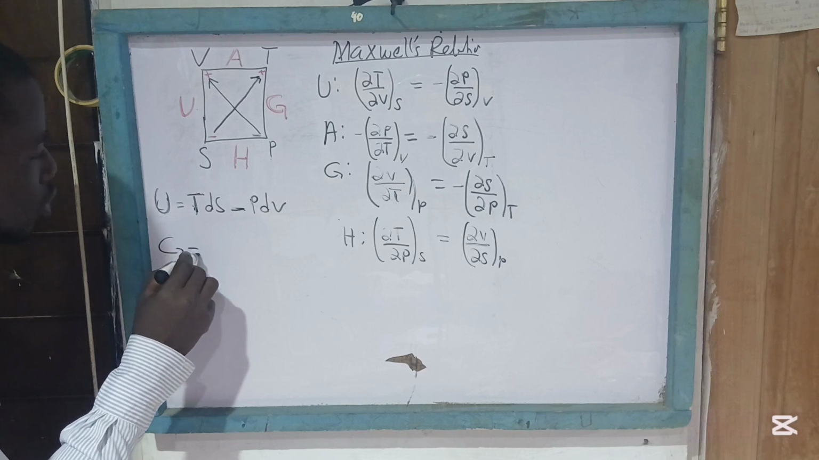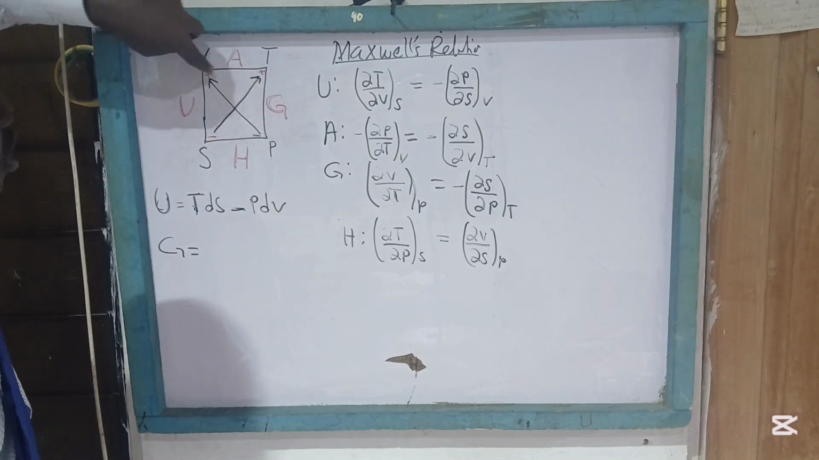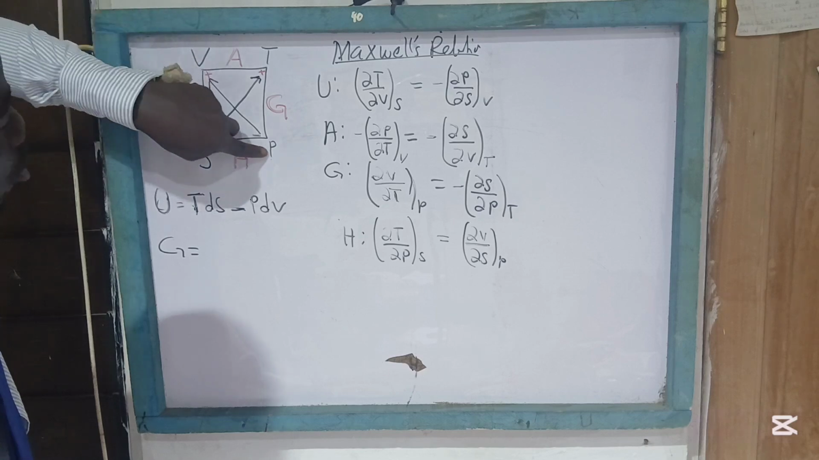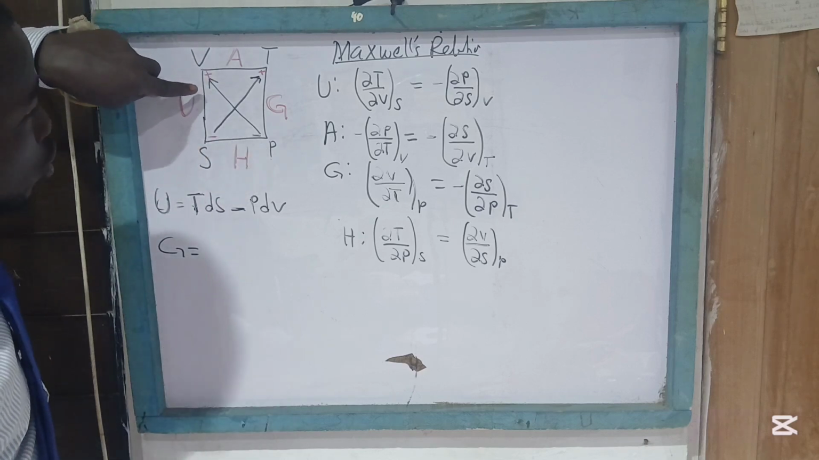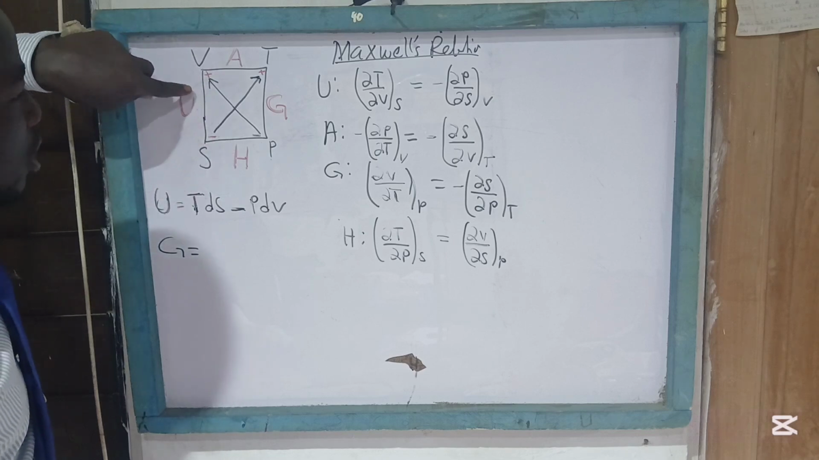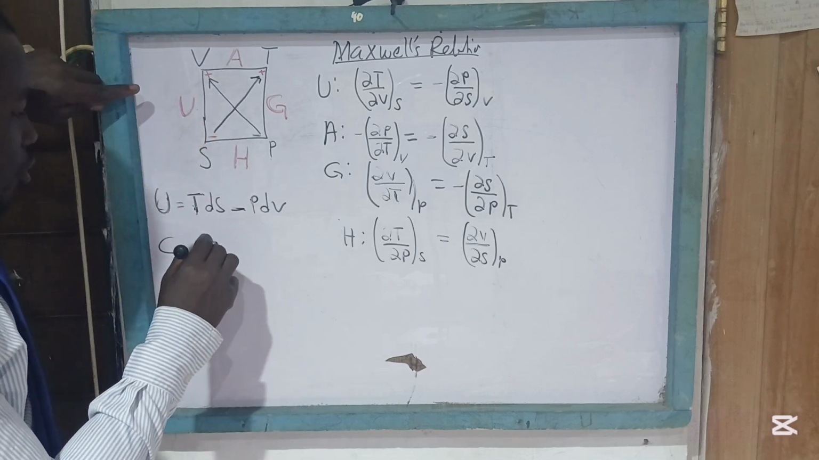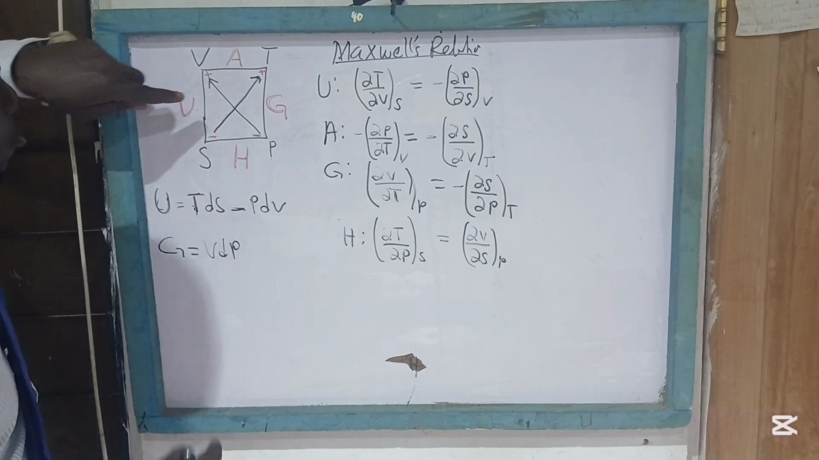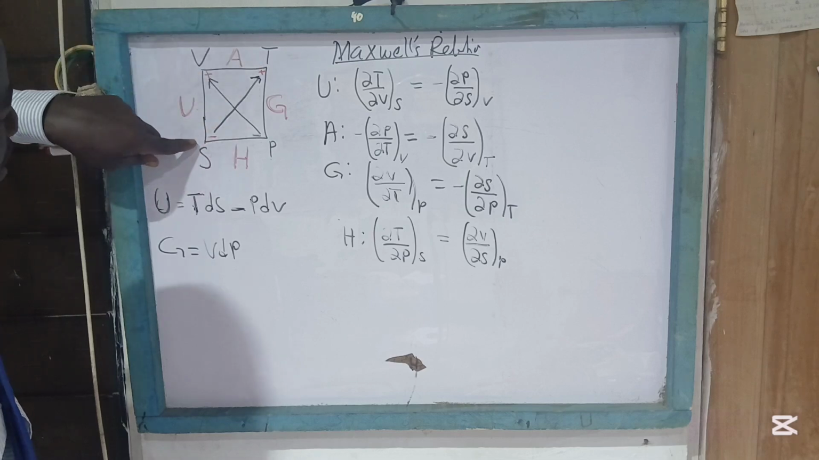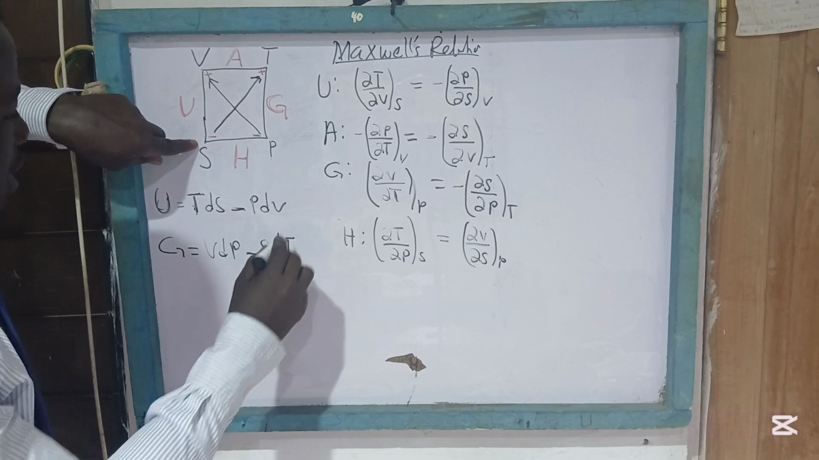So let's go for g. G equal, we stand on g. What are the angles facing g? This and this. So V dp, which is positive. I already told you that the starting point will tell whether it's negative or positive. So V dp. We are done with this. Let's come here. S dT. S is negative, so minus S dT.